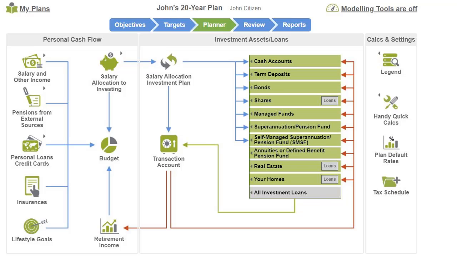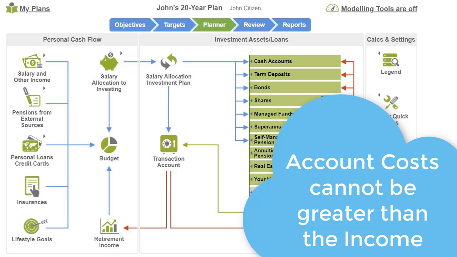Financial Mappers has a special rule regarding the calculation of dollar value account cost. This rule states that where the income is less than the account costs, the costs are reduced to the value of the income. This rule was introduced to protect the calculations against user entry error or having the account enter negative balances.